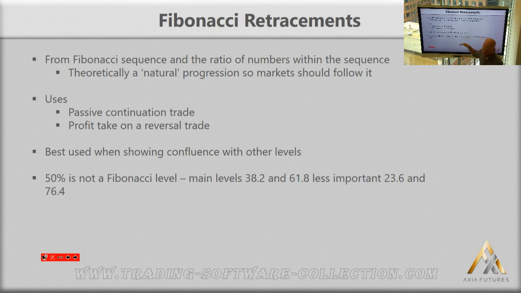I think they're best used when in confluence. The reason for this is that, yes, we can all put a Fibonacci on a chart, but people will put them on in different ways. And so if it coincides with something else, much like all the other indicators, I think it works a lot better.